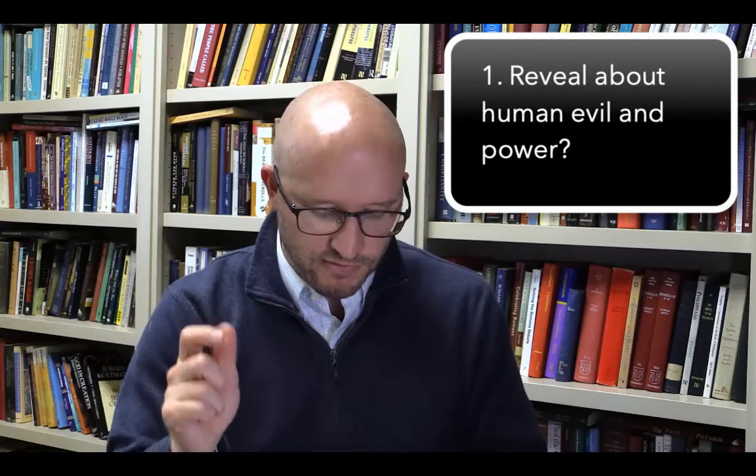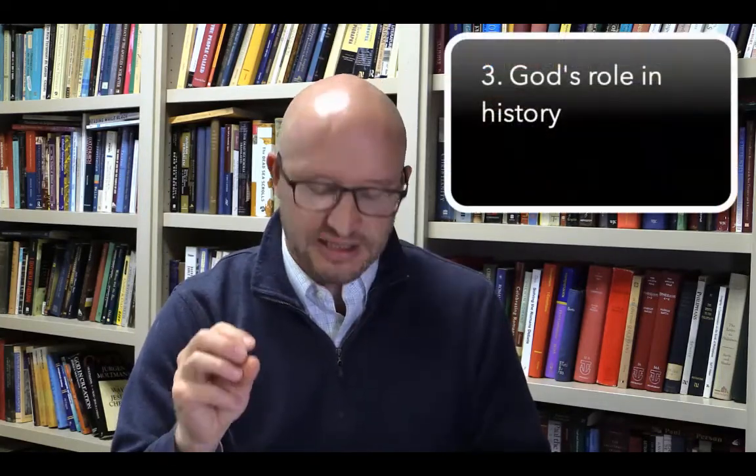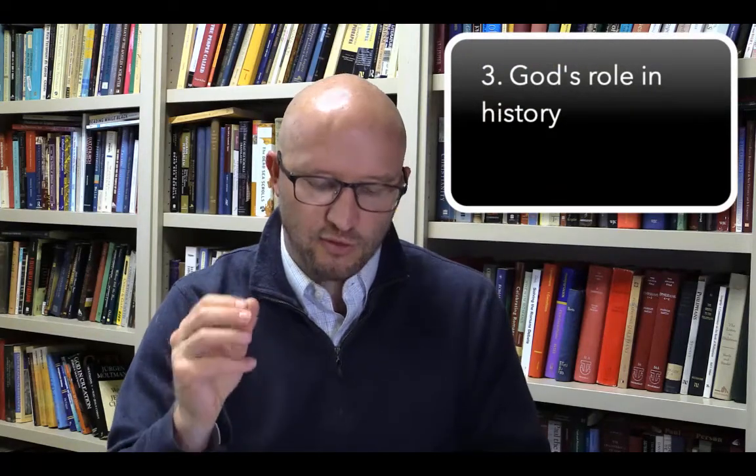Let me conclude with just a few questions to help you engage this material on your own. First, what do these final chapters in Revelation reveal about human evil and power structures and God's response to both? Second question, what do these chapters reveal about the nature and function of worship? Third, what do these chapters tell us about God's role in directing history? To what end is God directing history?